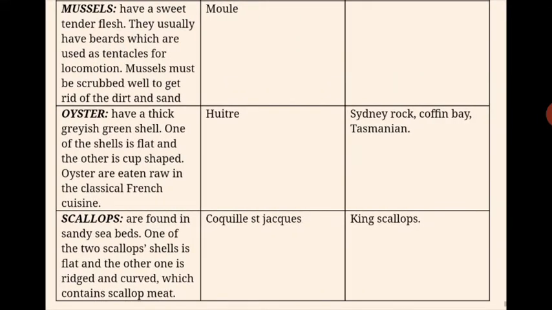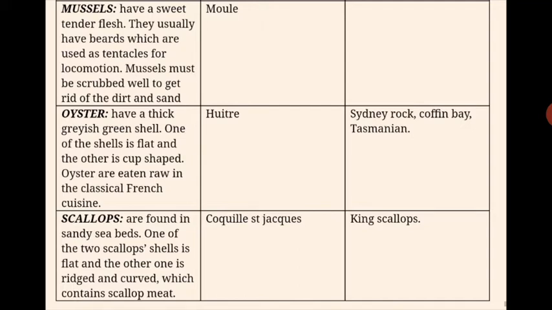Next one is mussels. Mussels have a sweet tender flesh. They usually have beards which are used as tentacles for locomotion. Mussels must be scrubbed well to get rid of the dirt and sand. French name is moule. Next one is oyster.